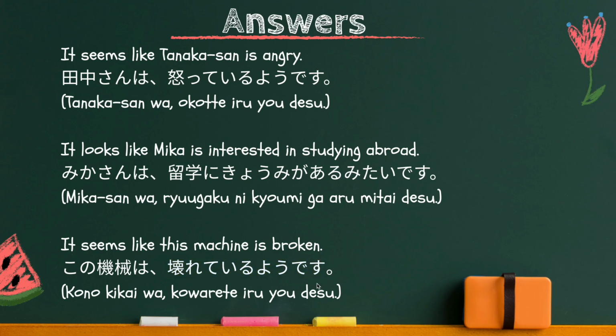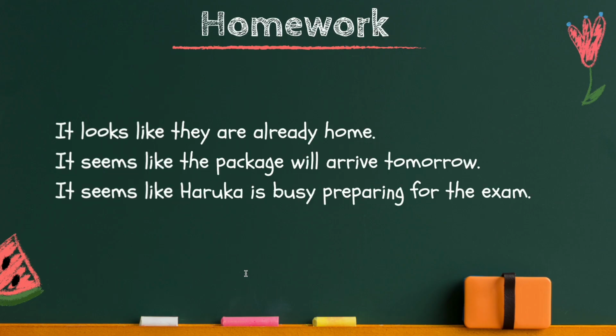Now I will read the sentences, so please repeat after me. 田中さんは怒っているようです。ミカさんは留学に興味があるみたいです。この機械は壊れているようです。Very good job.